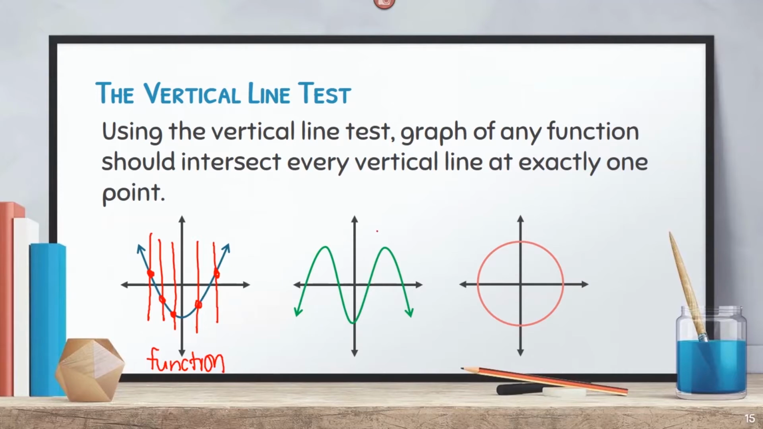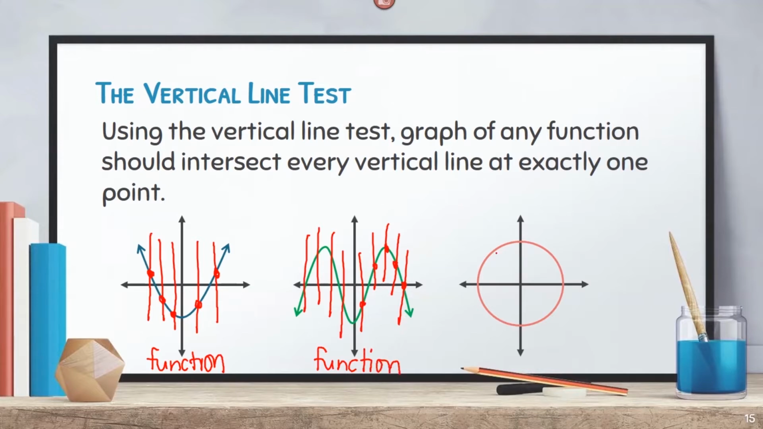The same goes for this graph. If you draw vertical lines, notice that each vertical line intersects the graph at exactly one point. Therefore, this graph also represents a function.